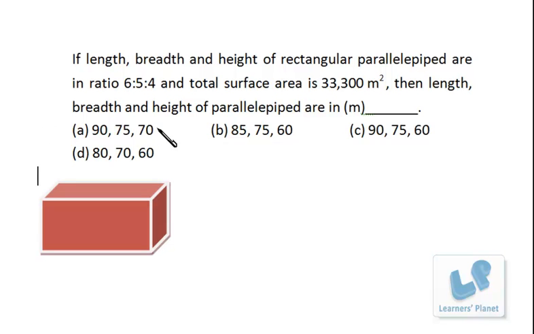In option A, this 70 is not a multiple of 4, so it's incorrect. In option B, 85 is not a multiple of 6, so even it is incorrect. In option D, this 80 is not a multiple of 6, it's incorrect. In this case, it's 6:5:4 ratio, and you can cross verify it. So further no paperwork is required at all. You can just do it mentally.